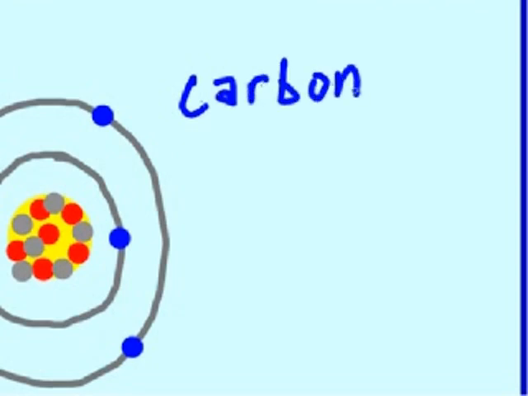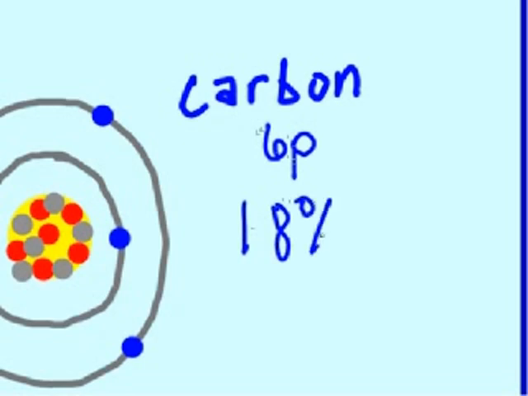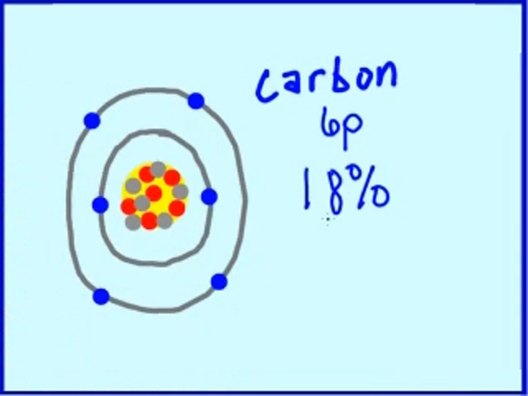And we won't put a number behind it because we aren't talking about an individual atom. We're just talking about the element in general. And it has 6 protons. And its percentage in the human body by weight is 18%. The second most abundant element in the human body is carbon, with 6 protons.